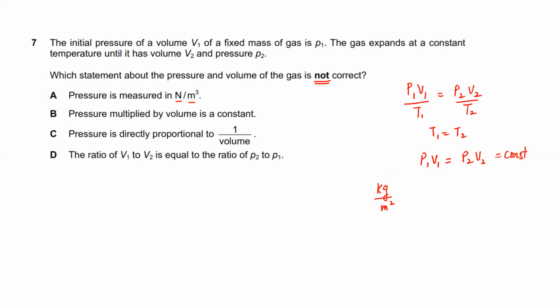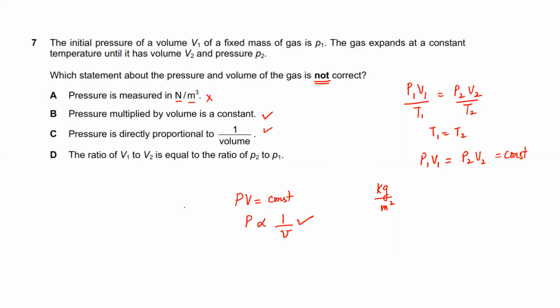Similarly, pressure multiplied by volume is a constant. Yes, P1 V1 is a constant. Yes, and so this statement is not correct. Similarly, pressure is directly proportional to the inverse of volume. Remember, PV is equal to constant, so pressure is directly proportional to 1 by V. Yes, so this is true.